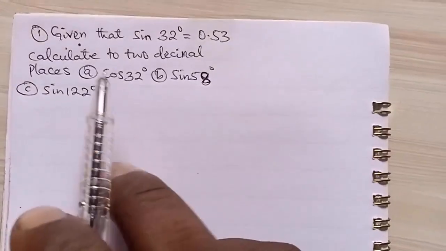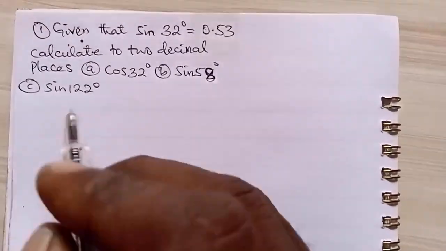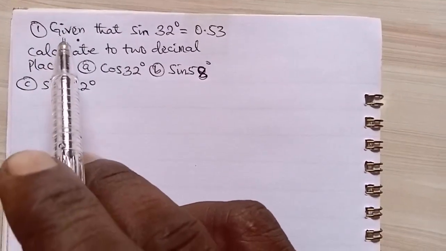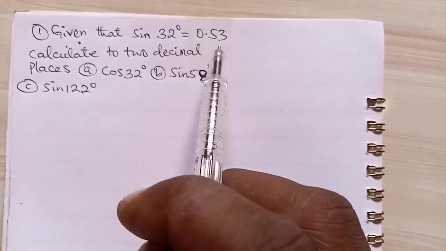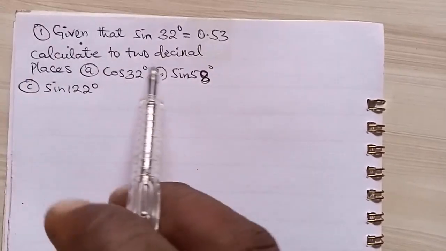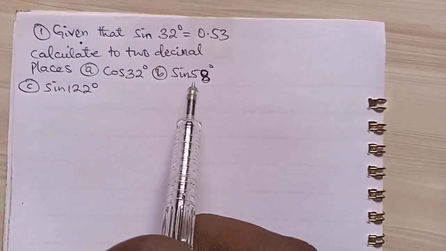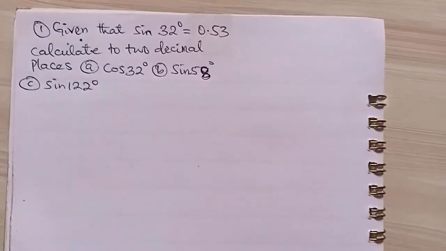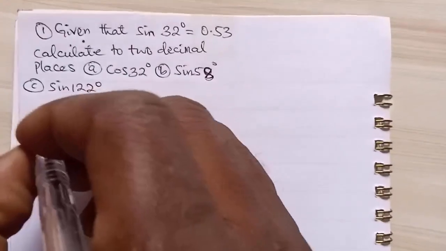In this video, we want to compile the past questions on Math 101, a particular session. This question says, given that sine 32 degrees equals 0.53, calculate to two decimal places, A: cos 32, B: sine 58, C: sine 122. Now, our reference, to start with, is sine 32.